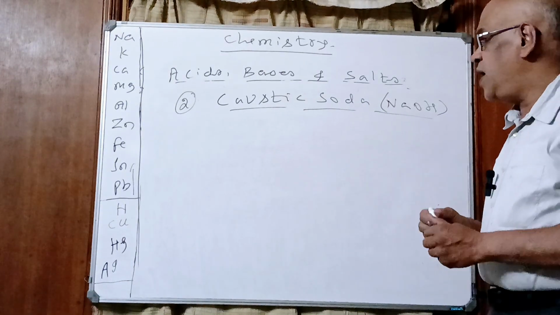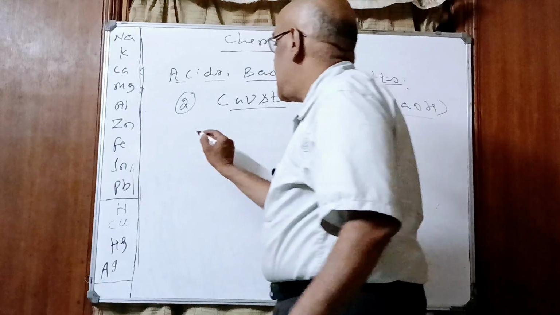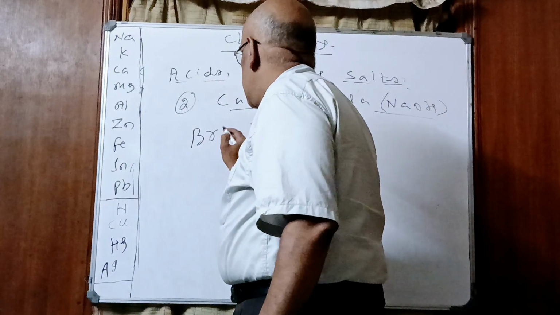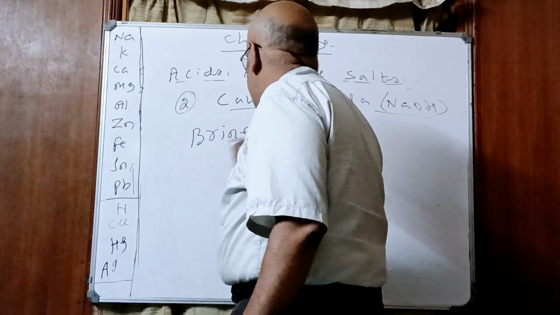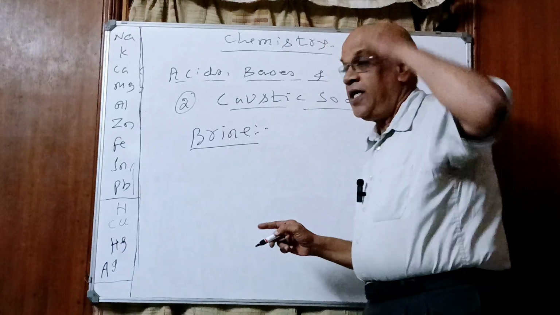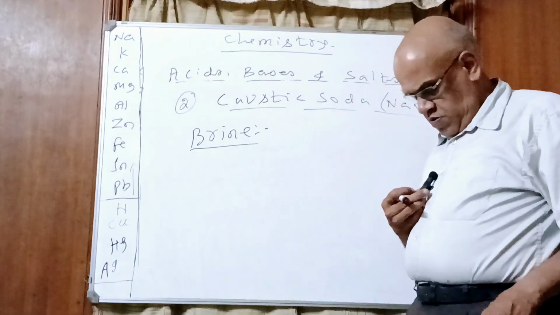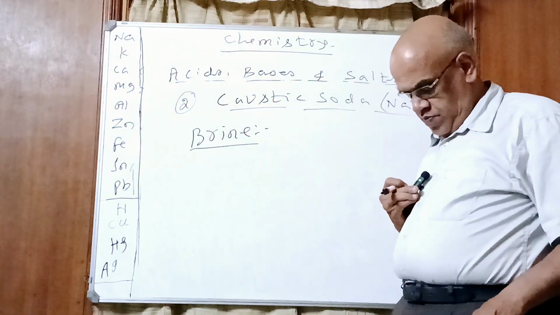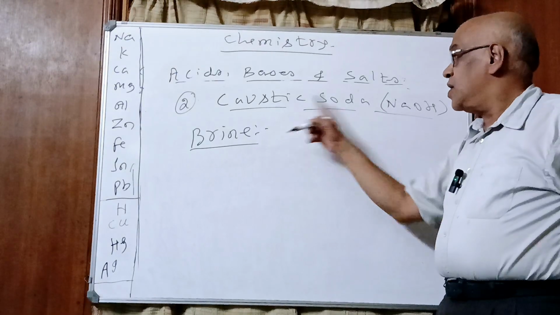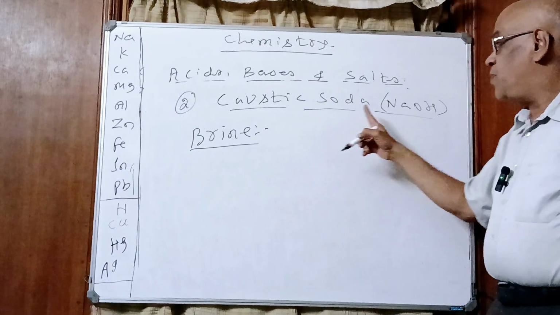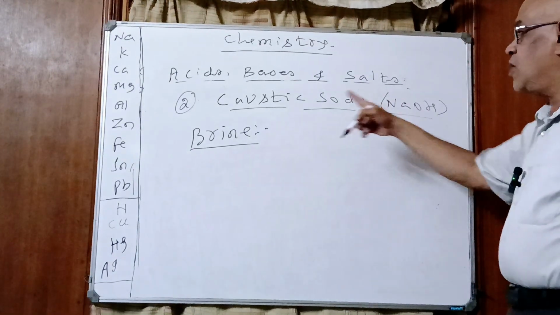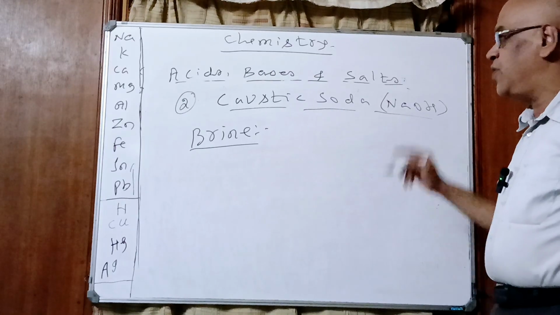How is it prepared? It is prepared from brine. One more question, children. Brine, not brain. Brain is located inside the head, but this is brine. What's the next topic? Caustic soda, which is popularly called sodium hydroxide. Common name is caustic soda, symbol NaOH.